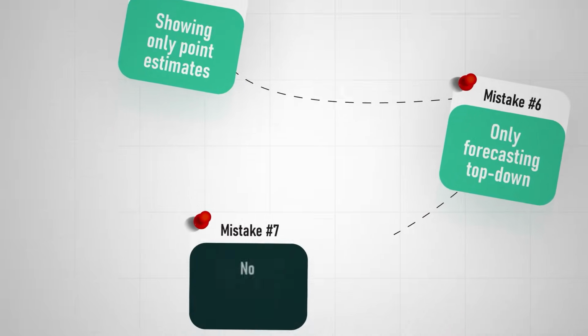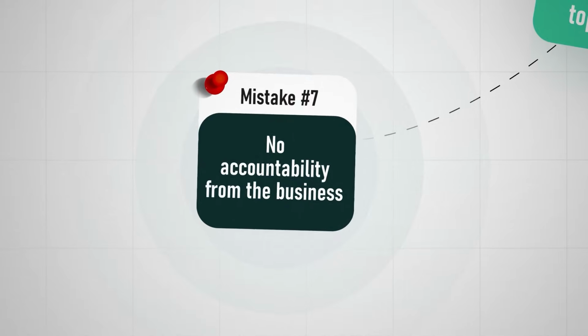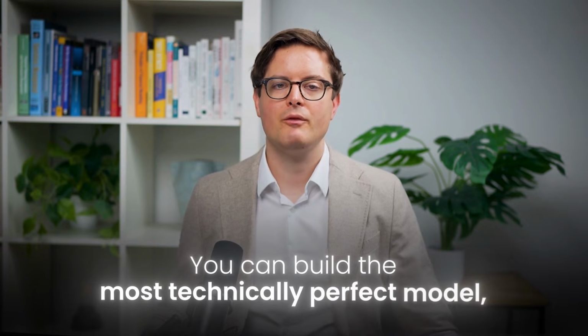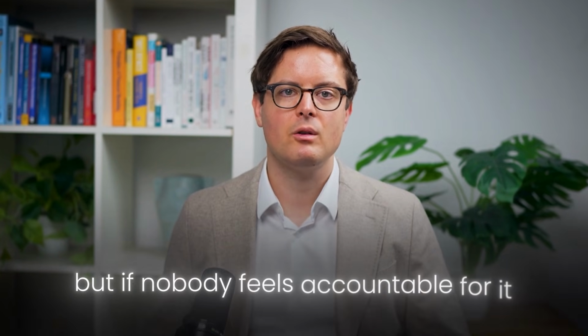So when you compare the bottom-up against the top-down forecast, you can have data-based conversations about what's realistic. Not only will this yield a better forecast accuracy than either the top-down or the bottom-up version of the plan, it's also a great starting point for strategic discussions about trade-offs. Mistake number 7, no accountability from the business. Alright, this is the final piece that ties everything together. You can build the most technically perfect model, but if nobody feels accountable for it, it won't matter. The biggest mistake finance teams make is that they run the forecast independently without getting buy-in from business leaders.